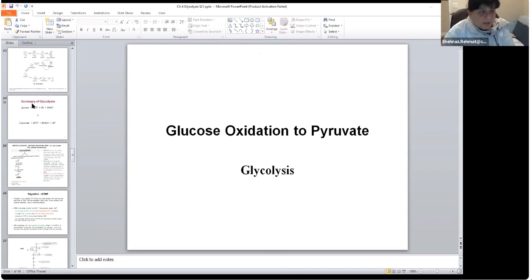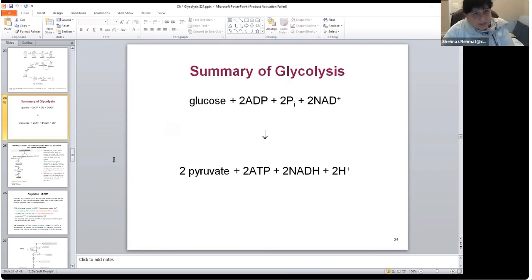So if you look at the summary of glycolysis, this is the summary, right? Glucose using up 2 ADPs, adenosine diphosphate, and 2 inorganic phosphates, and 2 NAD. We'll talk about what is NAD. And then it will go into 2 pyruvates, 2 3-carbon compounds. It will release 2 ATPs, and it will have donated some electrons to NAD, which is an electron carrier, and convert it from NAD to NADH plus H, right? This is how we write it.